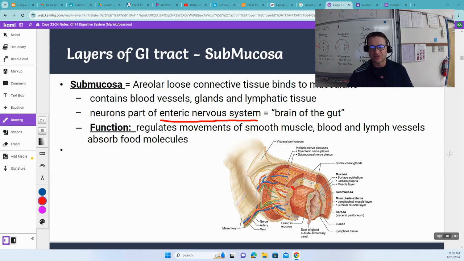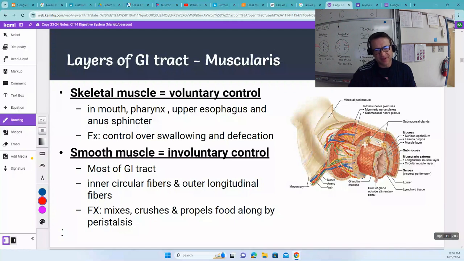All right, moving out from the submucosa, you got the muscularis layer right here. Some of it's made of skeletal muscle, which is under your voluntary control. So obviously the muscles in your mouth, the pharynx, which is like the back of your throat, the upper third of the esophagus is under your voluntary control, and also the anal sphincter. So its function is control over swallowing and also eliminating waste in a process called defecation. Most of your GI tract, though, is smooth muscle, which is involuntary, so it happens all by itself.